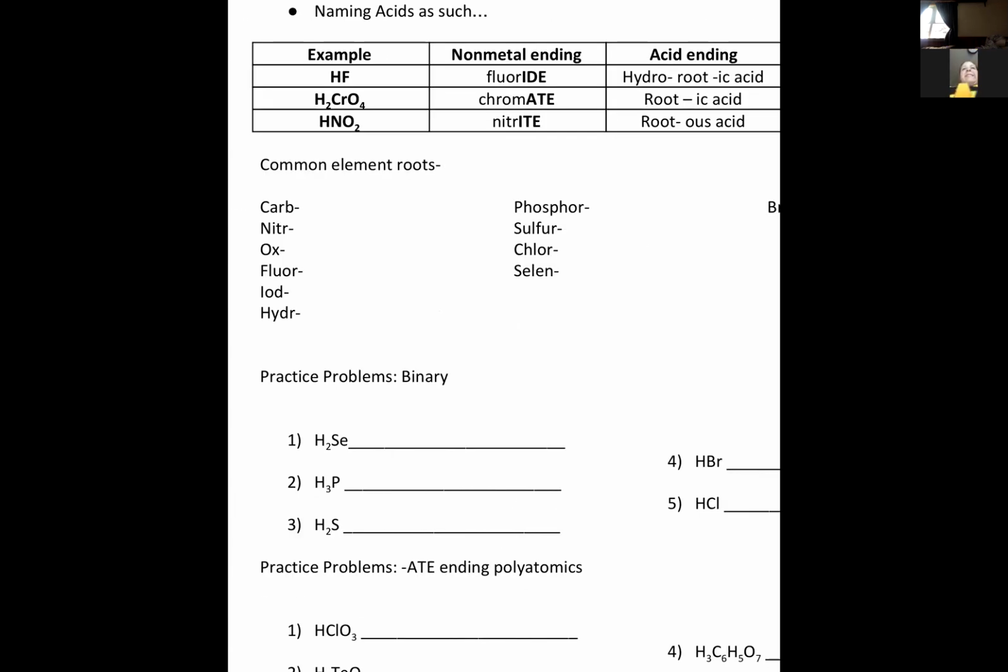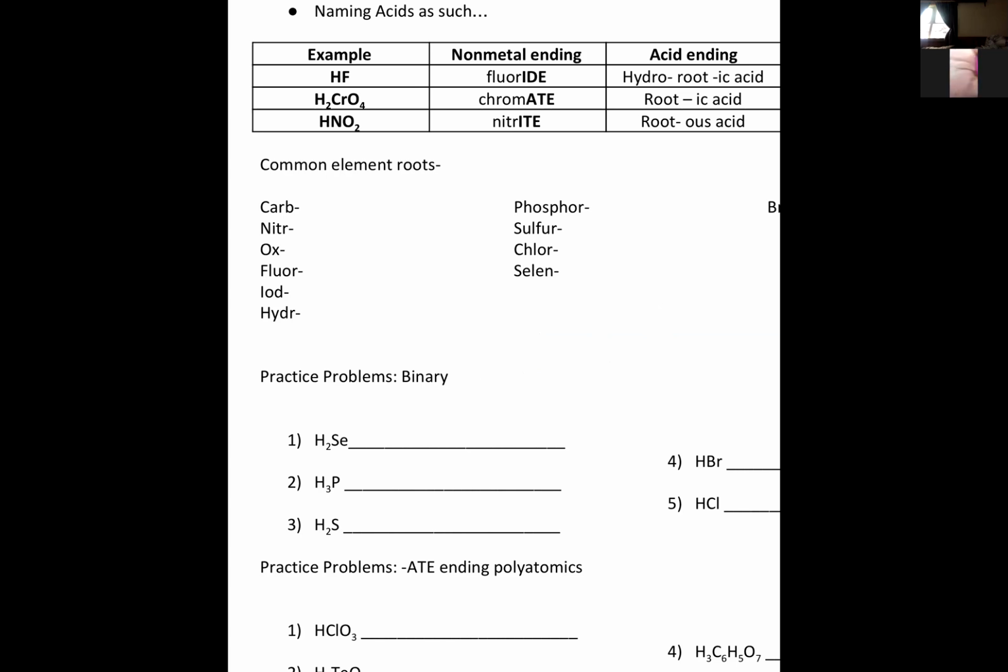So what I did was I broke this up for you. I have the binary. Binary is anything that ends in ide. Bi just means two. So like H3N is going to be a binary because all you have is hydrogen and nitrogen, which is two things. That's where bi comes from.